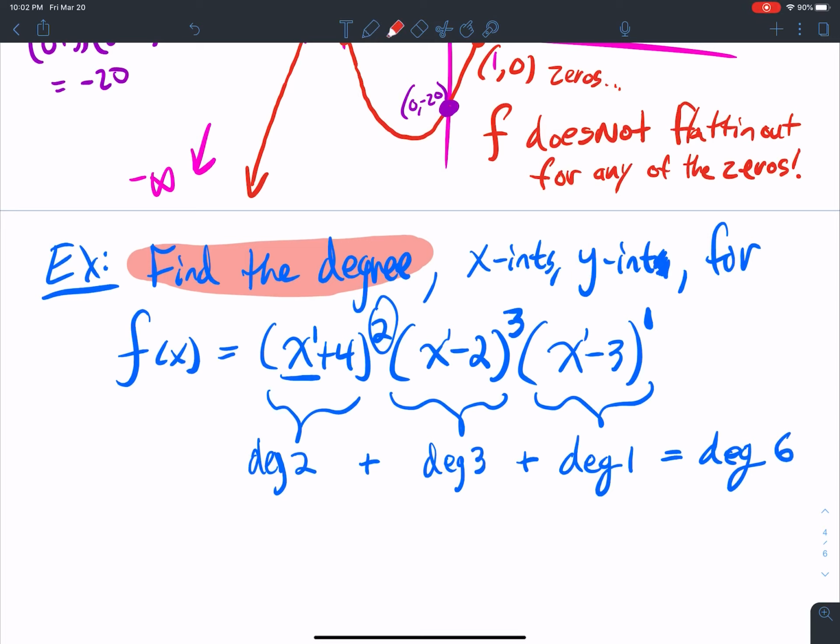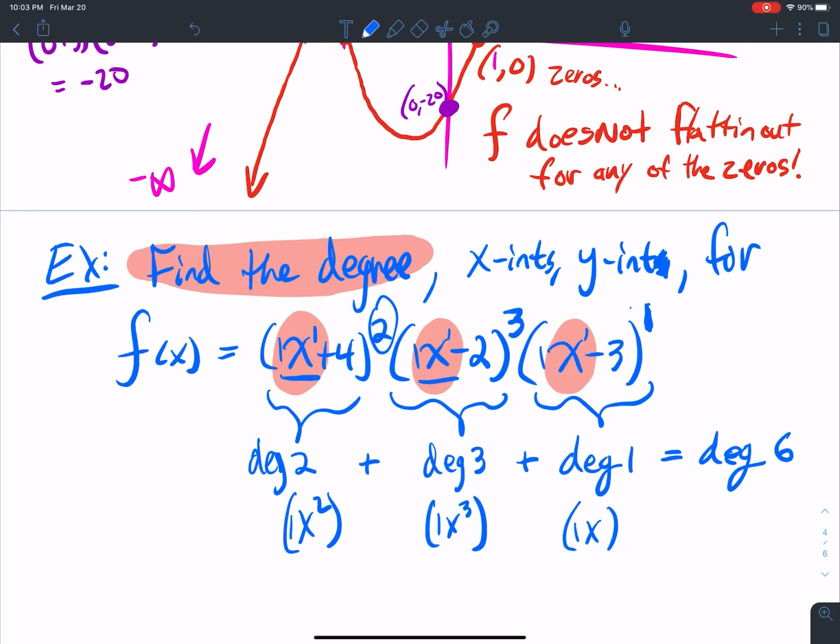Okay, so if I look at each of those, that's a lead term of x, a lead term of x, and a lead term of x. The coefficient for each of those is 1. The first one's an x squared, the second one's a 1x cubed, and the last one's just an x. There's only one of them. If I multiply x squared times x cubed times x together, what would I get? x to the 6th. That's what I would end up getting.